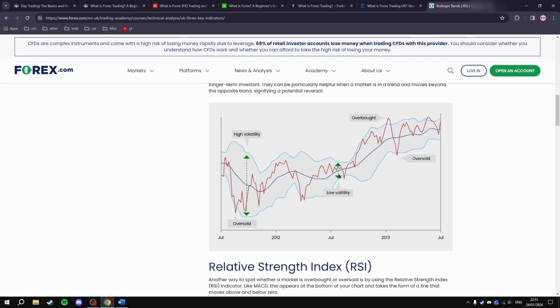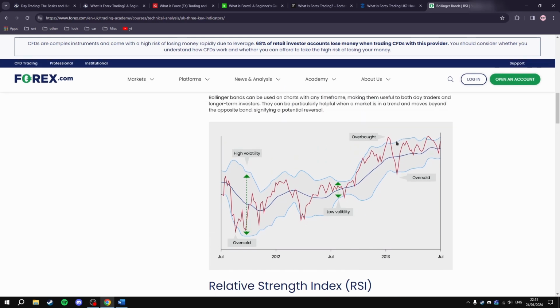The low volatility shows here because the upper and lower bands are close together, near the center moving average. That's another oversold bit here. This is overbought because the red line is above the upper band, and that's oversold.